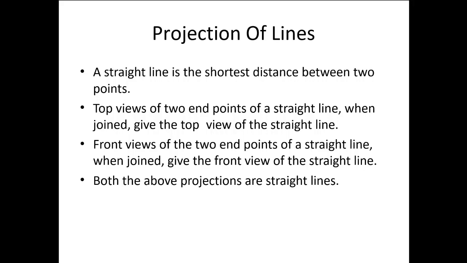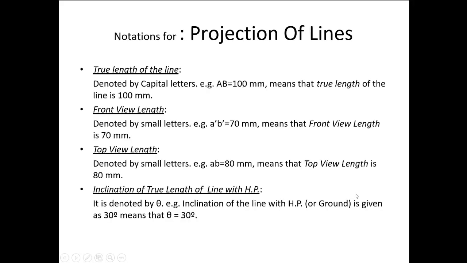A straight line is the shortest distance between 2 points. We know that a straight line is the shortest distance between these 2 points. When top views of two endpoints of a straight line are joined, it gives us the top view of that straight line. Similarly, when front views of the two endpoints of a straight line are joined, it will give us the front view of the straight line. So, both the projections, the front view and the top view, will be straight lines. Clear? Now we will move towards the notations that we use during the projection of lines.